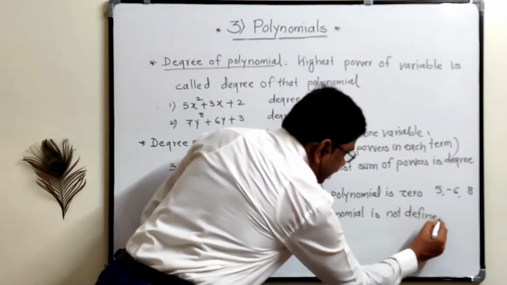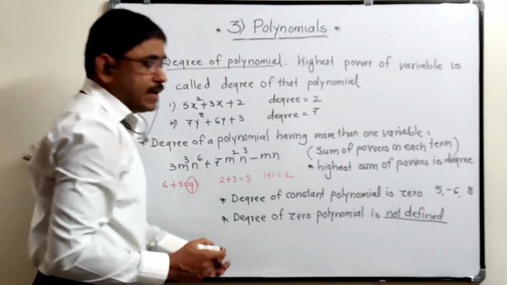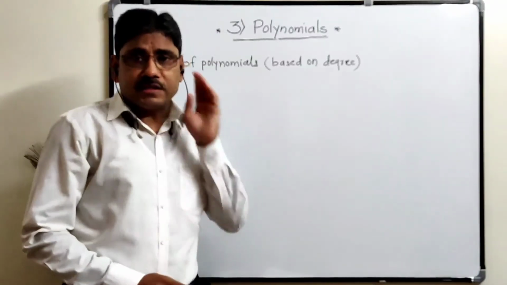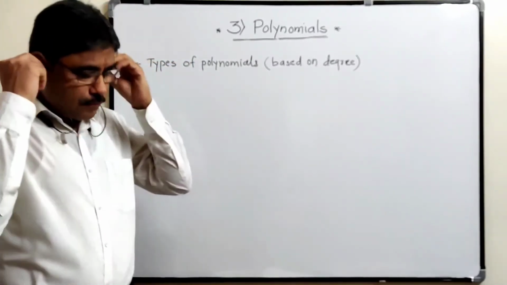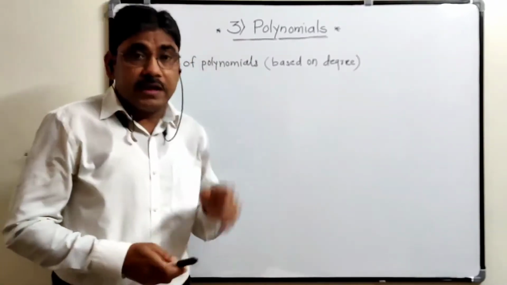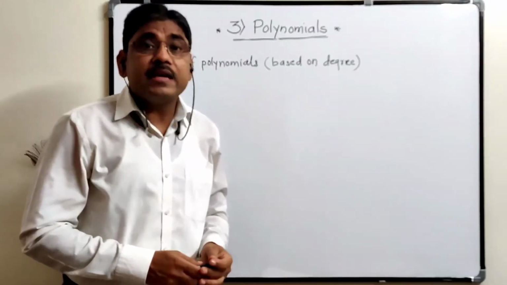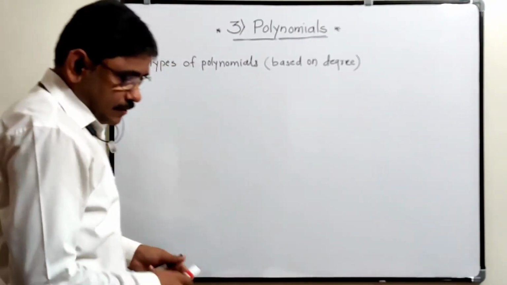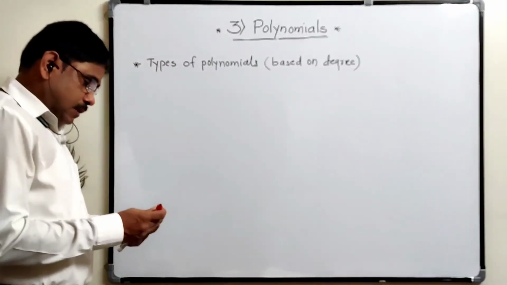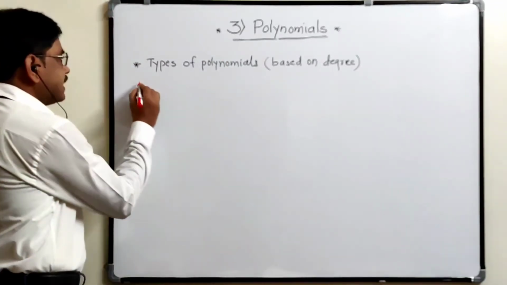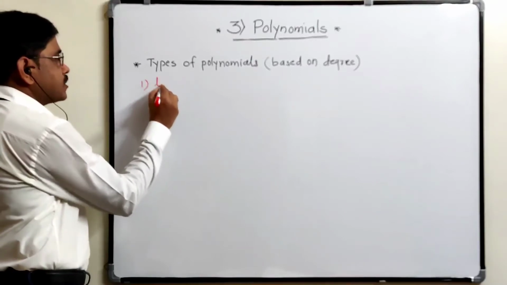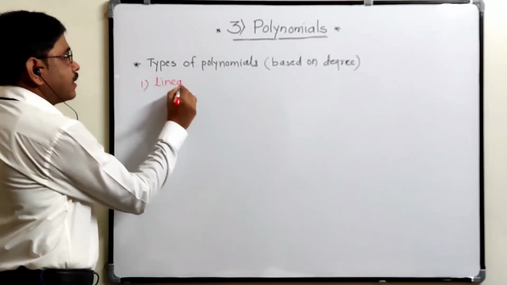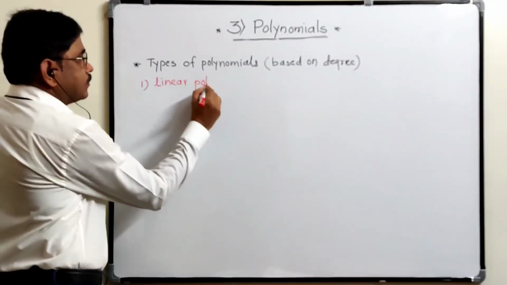The degree of that cannot be defined. The next point is types of polynomials based on the degree. If degree is 1, degree is 2, and degree is 3, so these are the 3 types of polynomial. First one is linear polynomial.